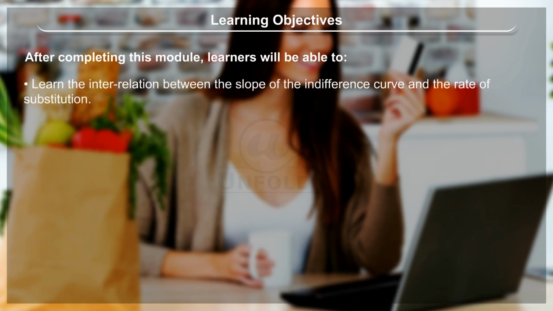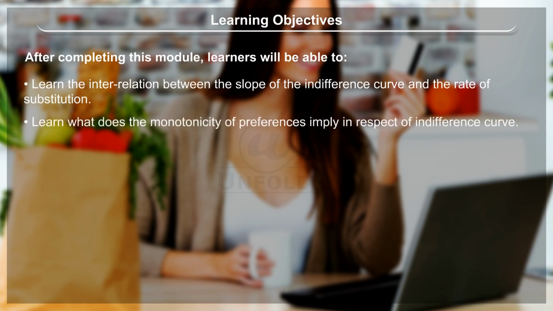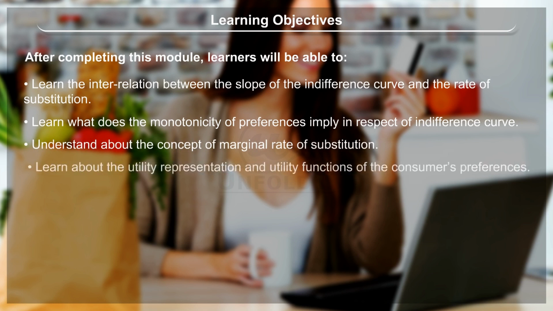Learn the interrelation between the slope of the indifference curve and the rate of substitution. Learn what the monotonicity of preferences implies in respect of the indifference curve. Understand the concept of marginal rate of substitution. Learn about the utility representation and utility functions of the consumer's preferences.